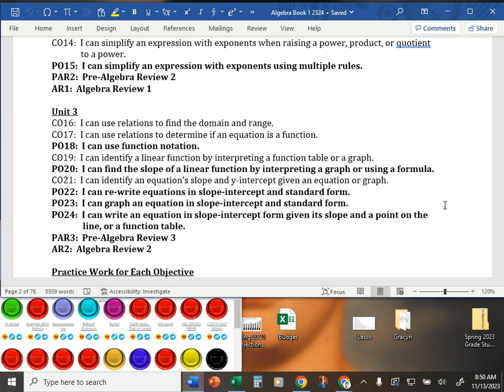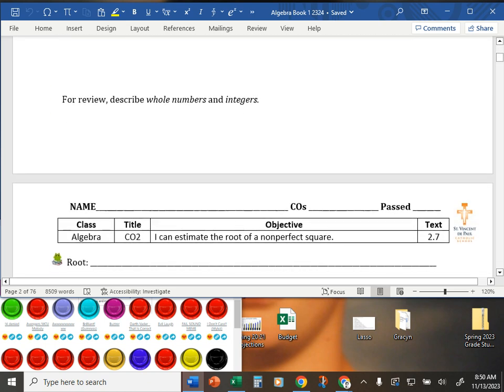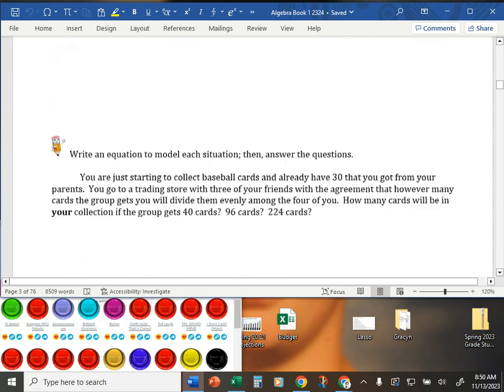Okay. Then we go into graphing in slope intercept form, graphing in standard form, and writing linear equations. This is a lot about equation manipulation and graphing. So a lot of new stuff here that you have not seen before, and that is unit 3.